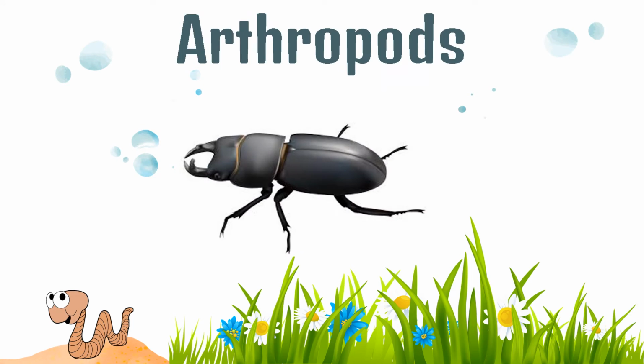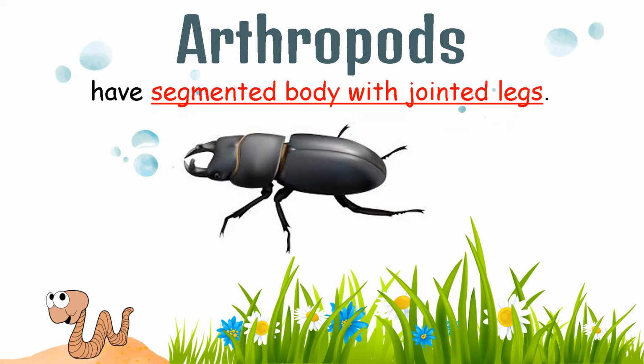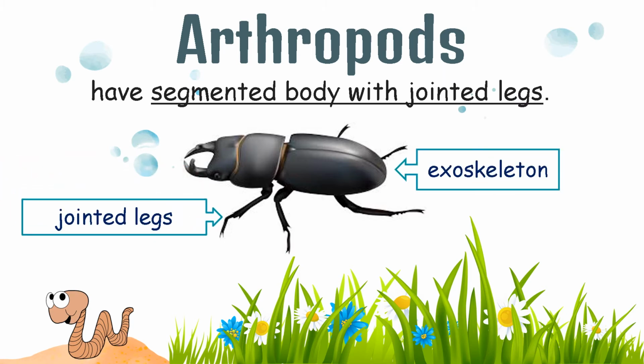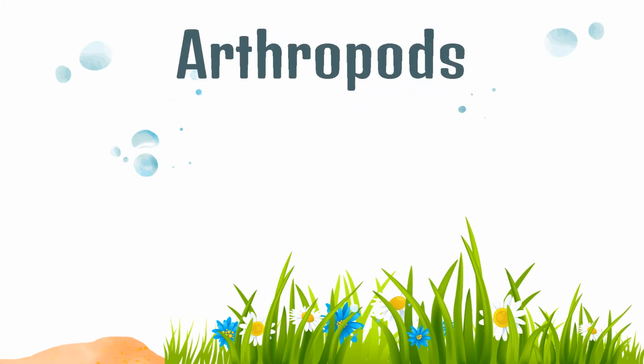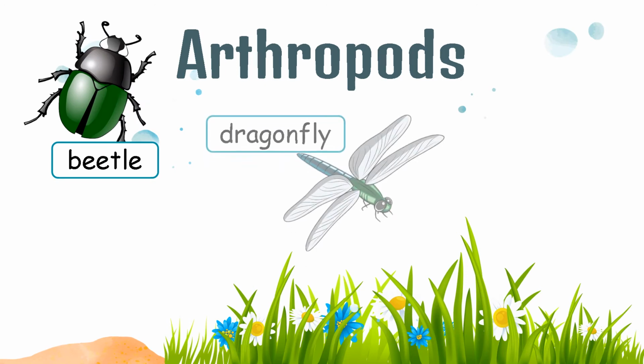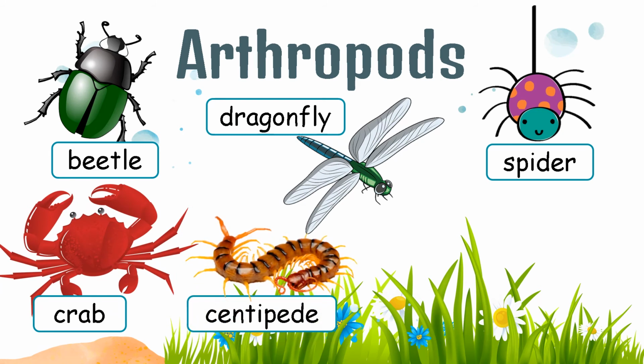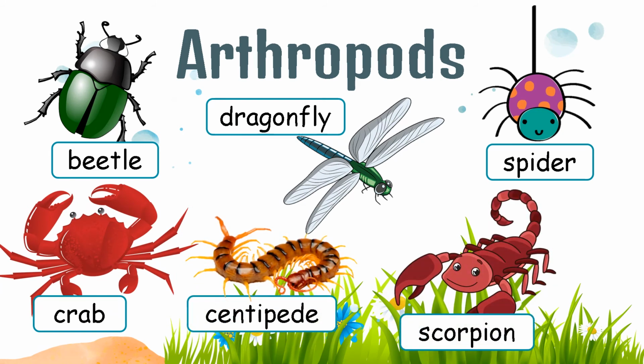Arthropods. There are more than 1 million kinds of arthropods that have been discovered, making it the largest group of animals on Earth. Arthropods have segmented body with jointed legs. They have an external skeleton called exoskeleton to protect their bodies. Animals such as beetle, dragonfly, spider, crab, centipede, and scorpion belong in this group.